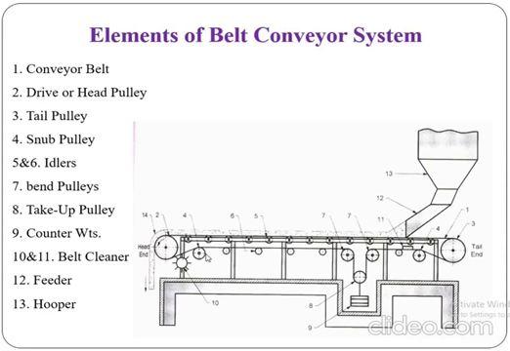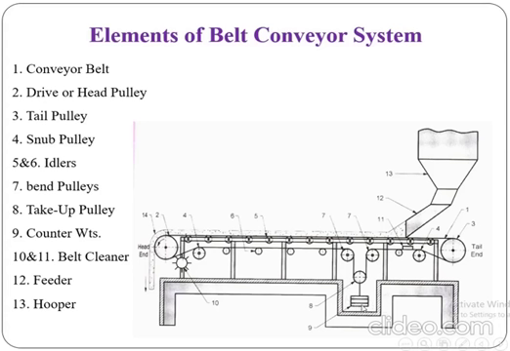Then bend pulley to maintain the tension in the belt. So here number 7 is the bend pulley, used along with the take up pulley, number 8. Here the tension is maintained by using a deadweight type of take up device to maintain the tightness of the belt. Then counterweight, number 9, to maintain the tightness.